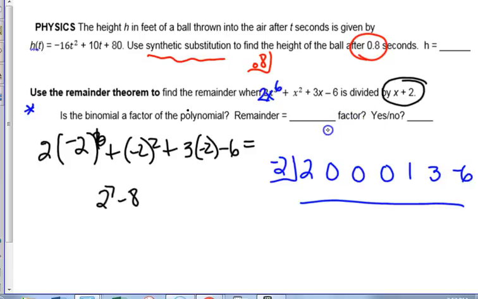All right, so is this a factor? What we got when we plugged it in should be the same thing we would get as a remainder. That's what the remainder theorem says. Nobody found it?